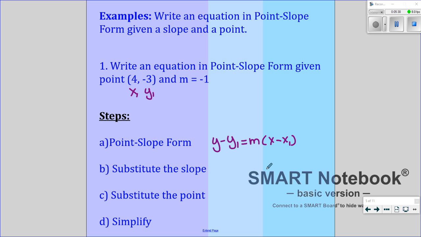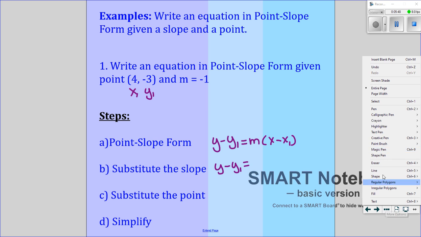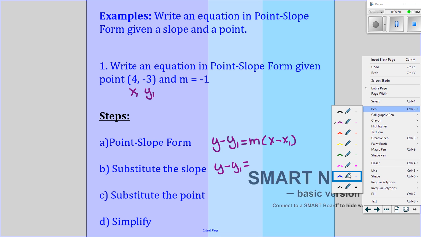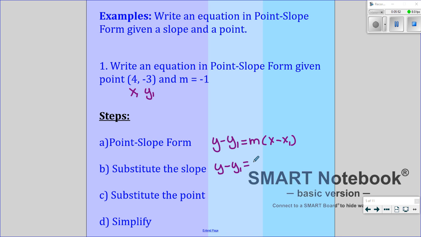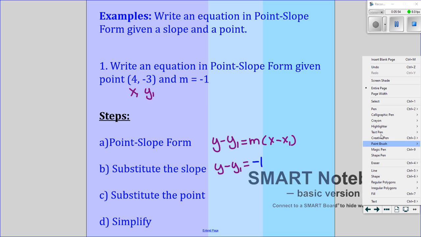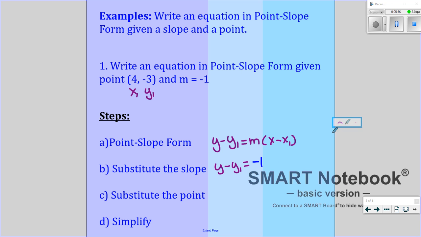That's the first step. Now it tells us to substitute the slope. That's the second step. So I'm going to write y minus y1 equals, and I'm going to put the slope in a different color, which is -1, and then I'll write the rest of x times x minus x1. Now we need to substitute the point.